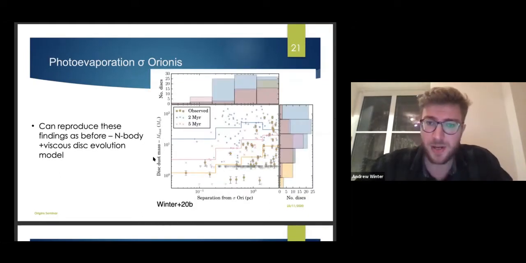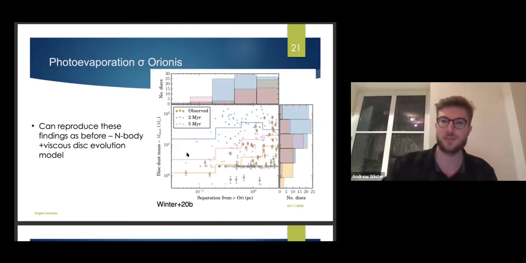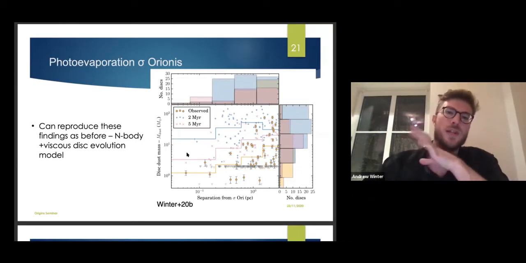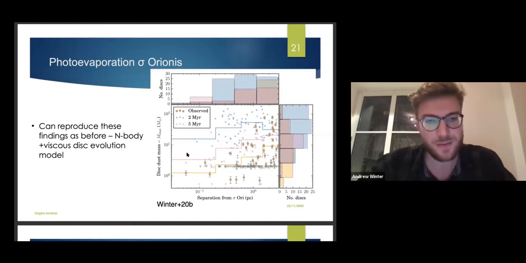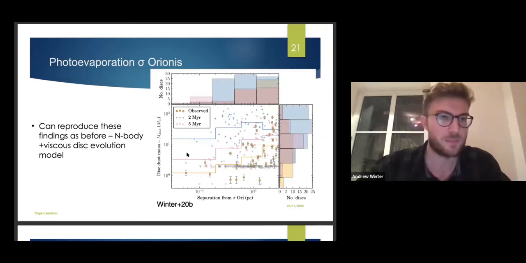So I did a similar exercise here to show that you can explain this gradient in disk masses by a fairly simple model, just a dynamical model tracking the disks and calculating the evolution. After about 5 million years, you get a pretty similar distribution of disk masses. But what we can do with disks in this sort of environment is actually start to probe angular momentum. This is something that I'm hoping some observers can help me with in the future.